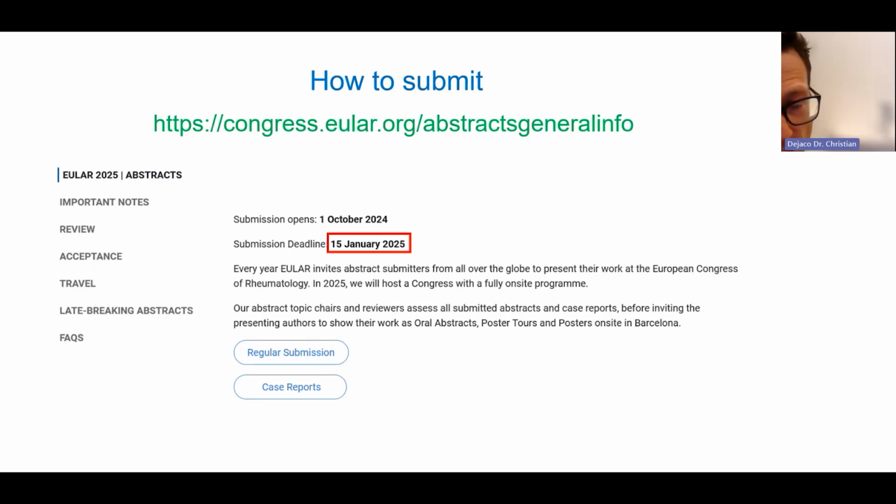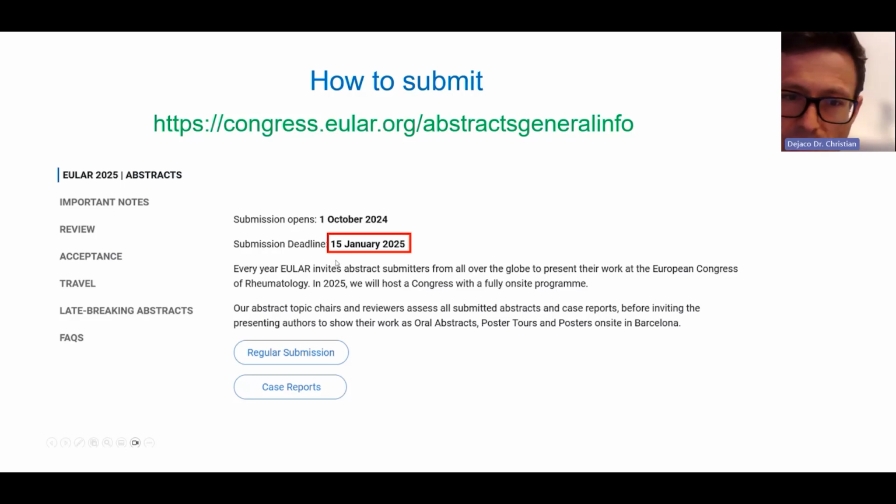So just again to highlight some important deadlines and also to remind you how to submit. These are simply copy and pastes from the EULAR webpage. So actually you see here the address. If you click on that, then you will end up on this page. And then you see that you can make again this choice between regular submission. Regular submission means the scientific abstracts, like basic and clinical, as I just mentioned before, or you can select to submit a case report. The submission is already open, and the deadline is the 15th of January.